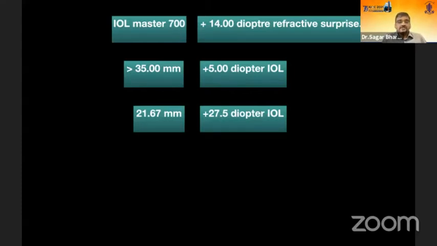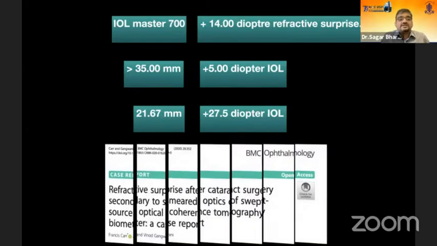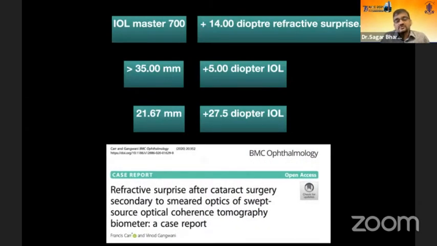Let me share with you an interesting case. This was a patient who had an IOL Master 700 and was given the lens according to the IOL Master report, and the patient developed a 14 diopter refractive surprise. The axial length shown by IOL Master was 35 millimeters, and according to that, a 5 diopter lens was planned. When the measurements were repeated, it was just 21.67. This was a case report published in one of the journals recently. The reason it happened was smeared optics on the swept source.